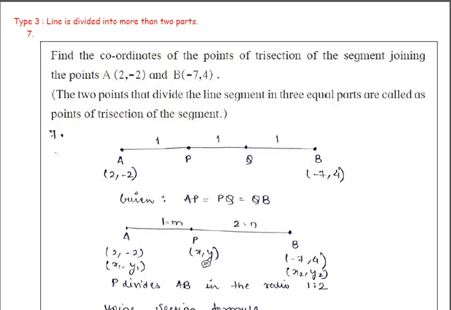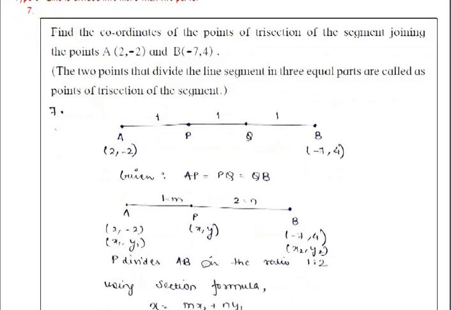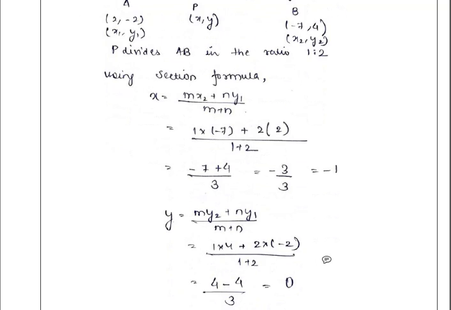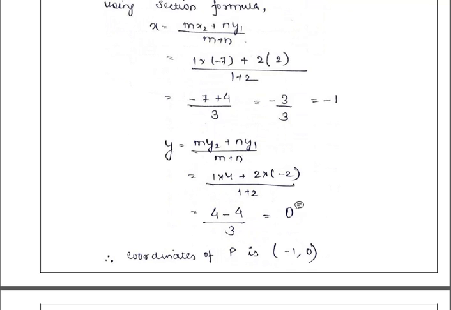ऐसे तो simple questions हमने किए हैं. So I will directly start applying the section formula to find the value of P. पहले X निकालेंगे. You can pause and check the value. X comes as -1. फिर आप Y निकालेंगे. The value of Y comes out to be 0. तो आपको P के कोऑर्डिनेट्स मिल गए -1, 0.